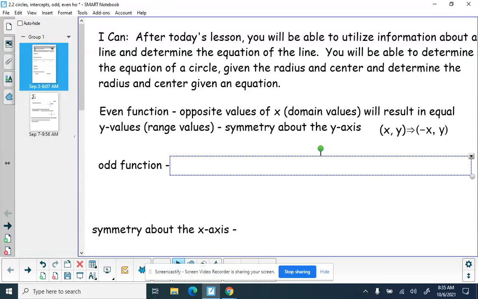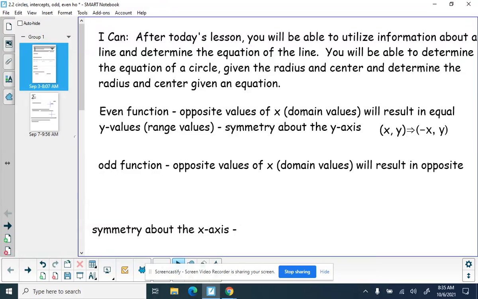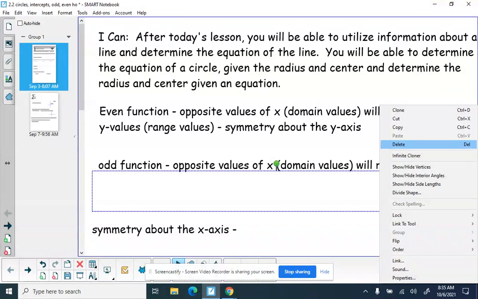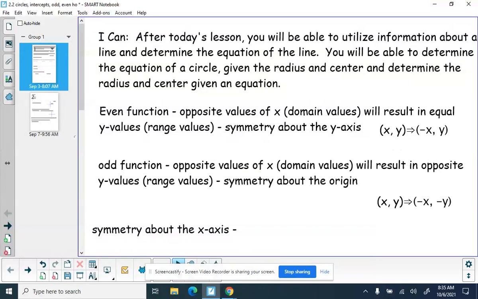When we talk about an odd function, you put in opposite values from the domain, and what you're going to result in is opposite values from the range. Opposite values from the domain will result in opposite values from the range. This is called an odd function.